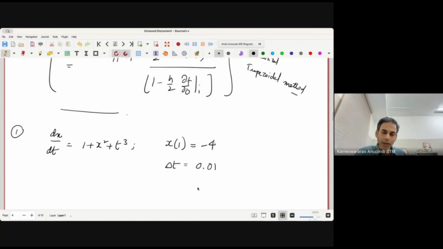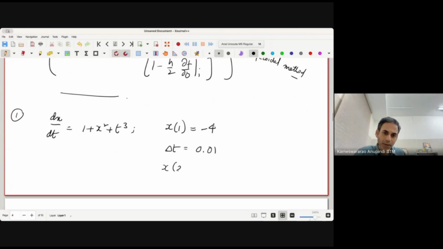I will not ask you to calculate all the way to x of 2. The question says calculate all the way to x of 2, which is too much with hand calculation, because essentially that is 1 by 0.01, which is 100 steps. So we will probably do 5 steps or something. I'll probably ask you to calculate up to x of 1.05 or so, 4 or 5 steps. So this is the ordinary differential equation that is given.